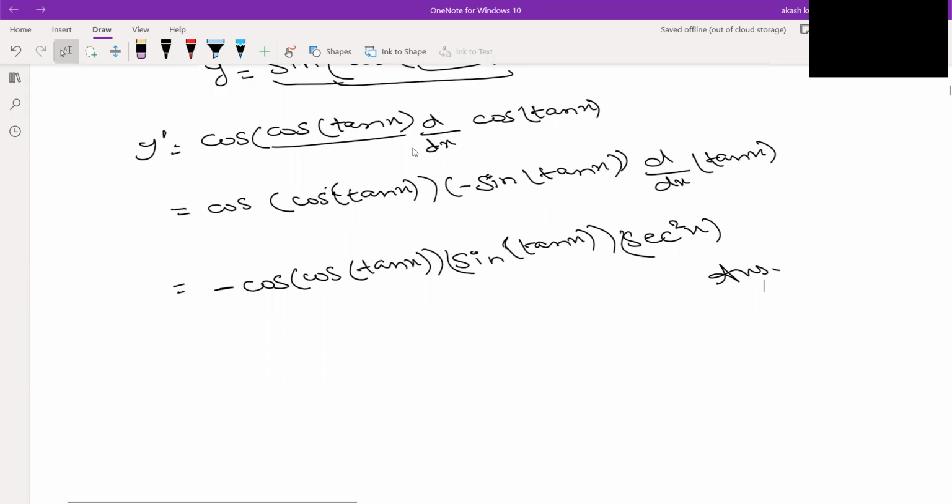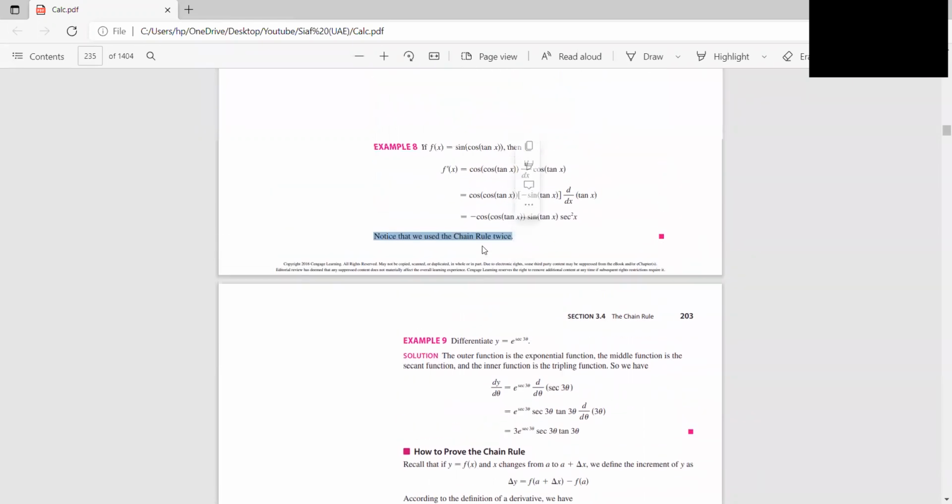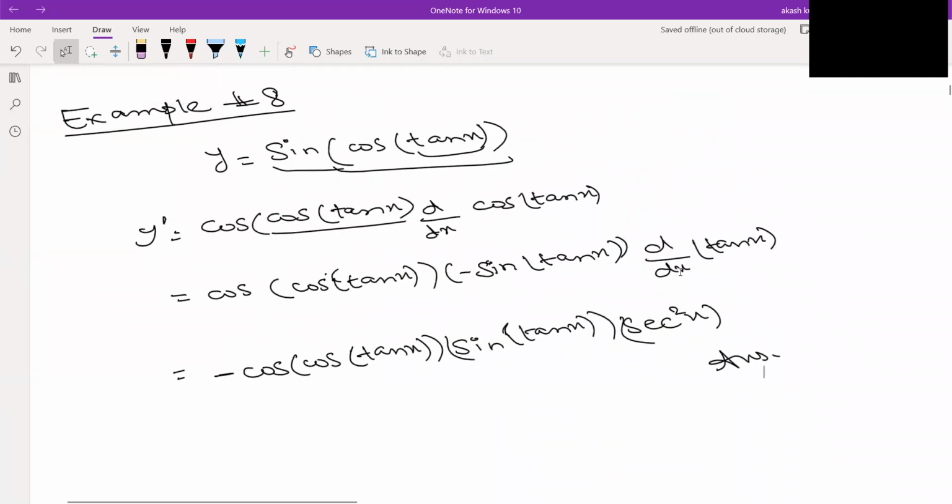Let's check the answer from the book. It's not further simplifiable. And notice that we have used the chain rule twice. Was this question clear to you? Yes. Okay. If, for example, we have a function like this, the question is the same. Sine cos tan, but the tan x previously was tan x only, right? Now I changed the question, keeping everything same, I changed the tan x to tan 2x. Now can you tell me what would be the answer?